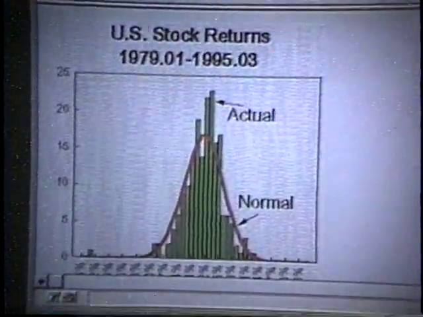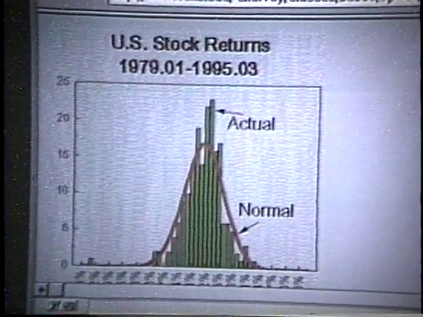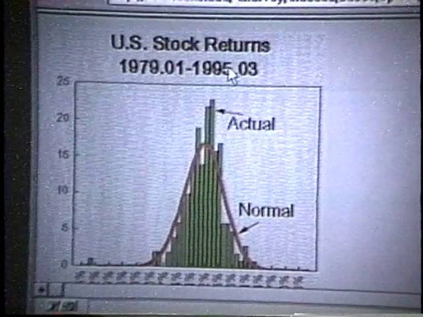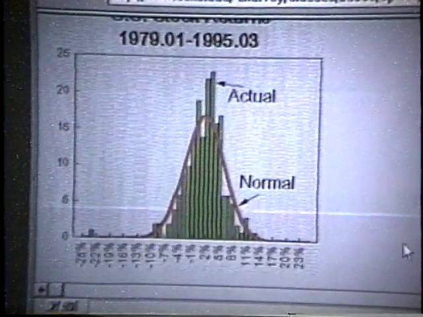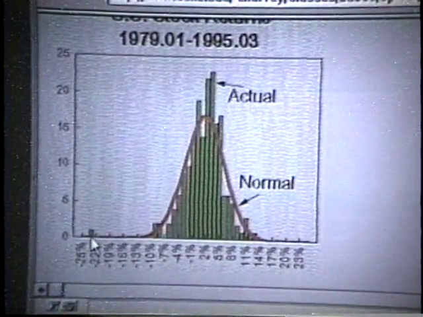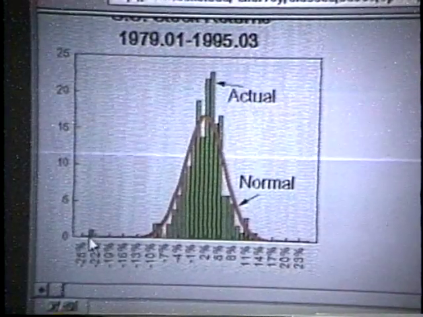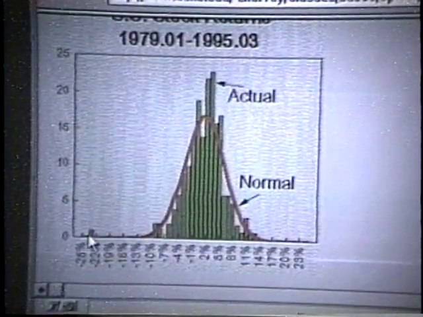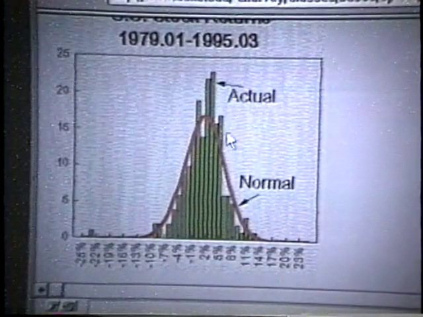Okay, what I've graphed here is the actual histogram of U.S. stock returns from '79 to March '95. And there's the October crash. See it? Right there, one observation, October '87. Notice this well up on the tail. The red line is the normal distribution.